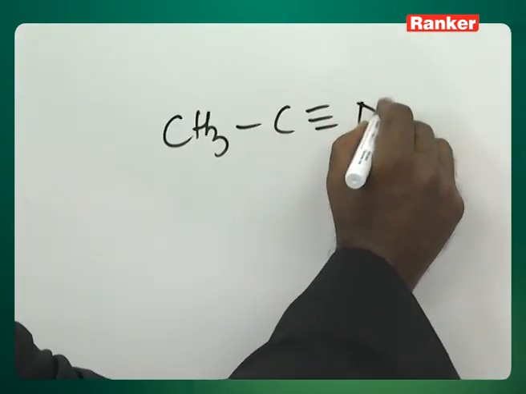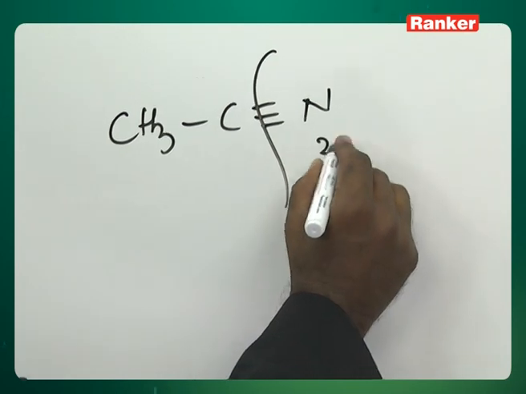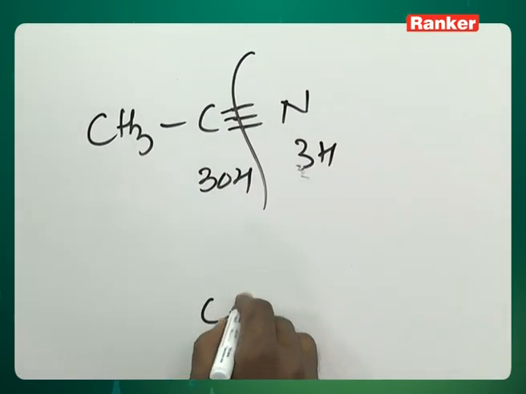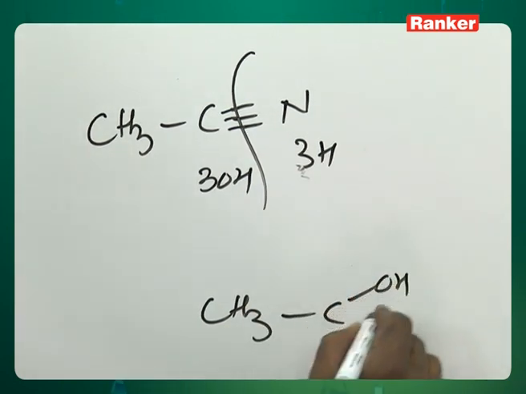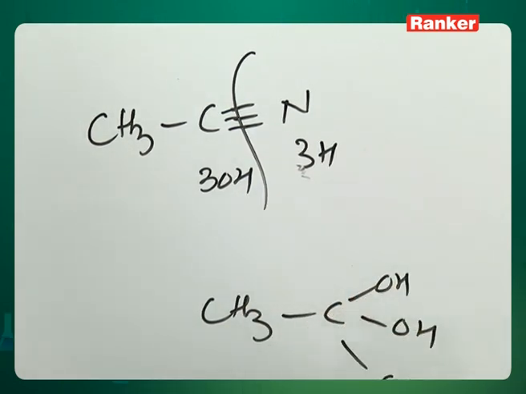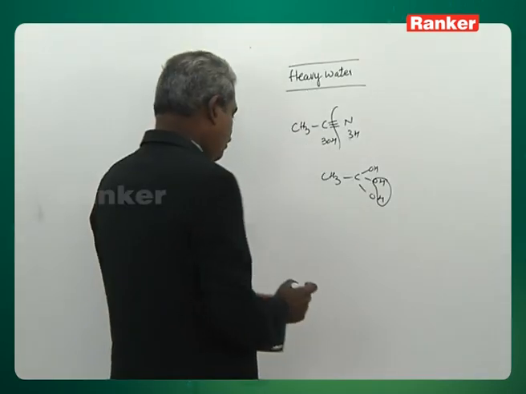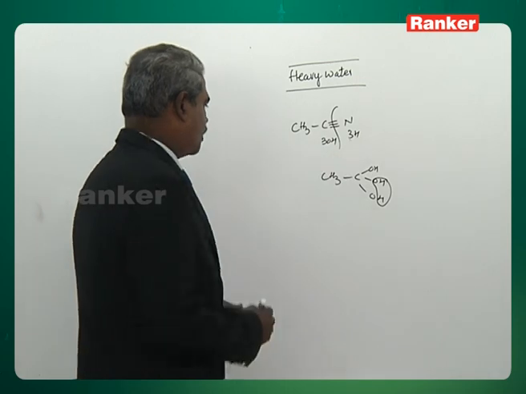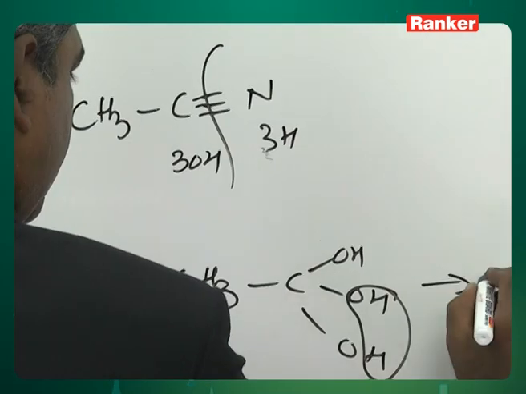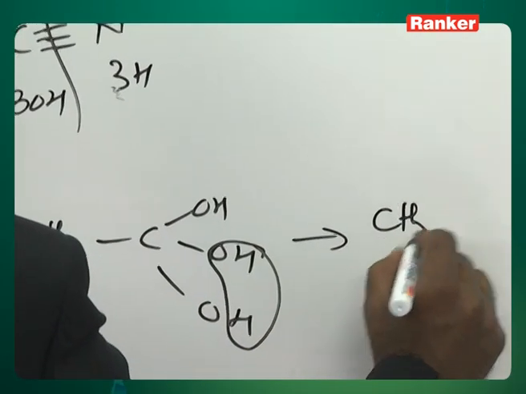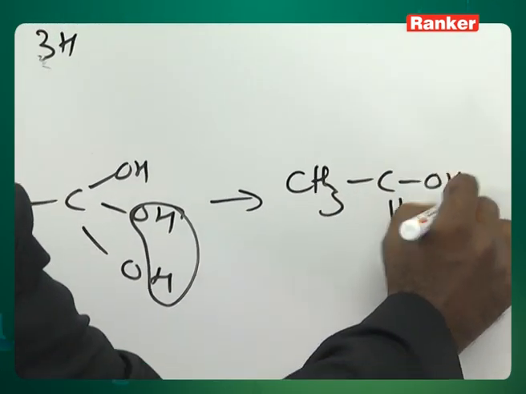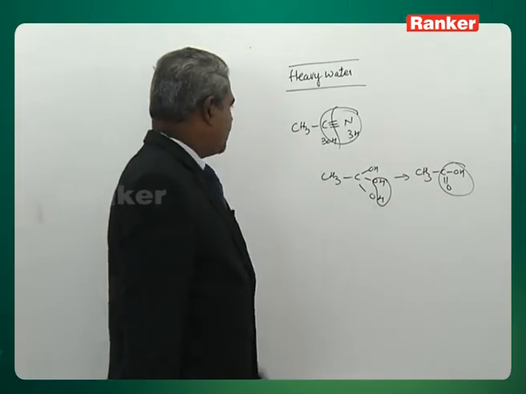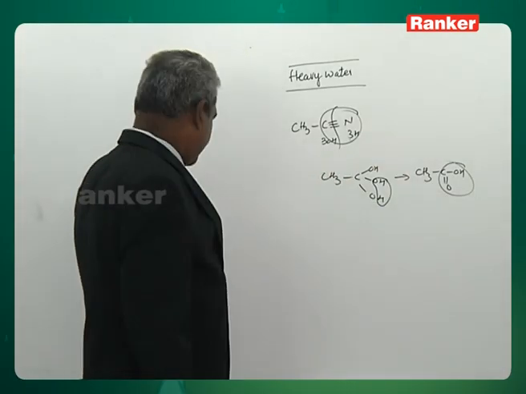CH3CN, cyanide, hydrolysis, break the bond. 3H, 3OH. CH3C(OH)3. Remove water. Why am I removing water time and again? Carbon cannot handle more than one OH. One OH, remove water. You get CH3COOH, acetic acid. So cyanides give carboxylic acids. Cyanides on hydrolysis give carboxylic acids.